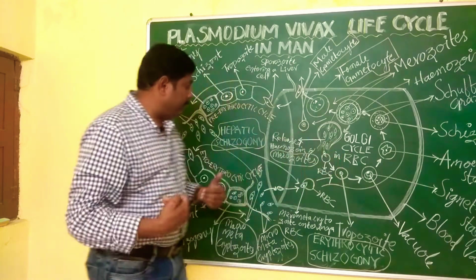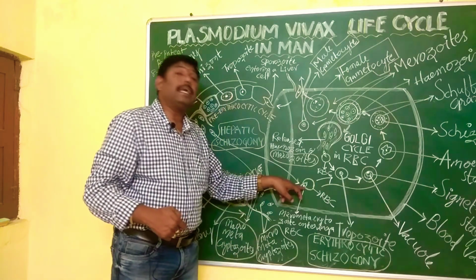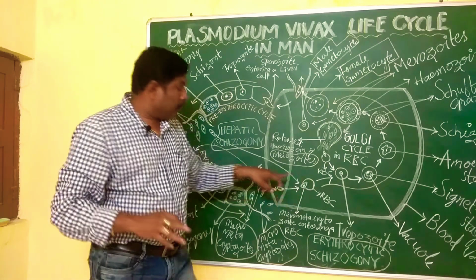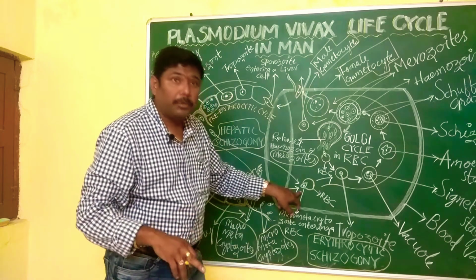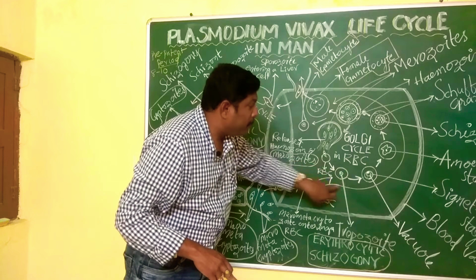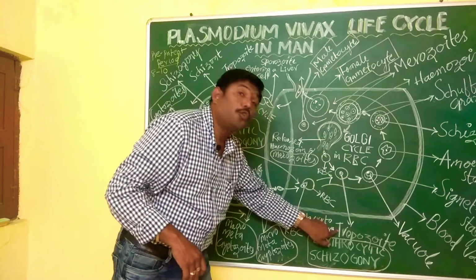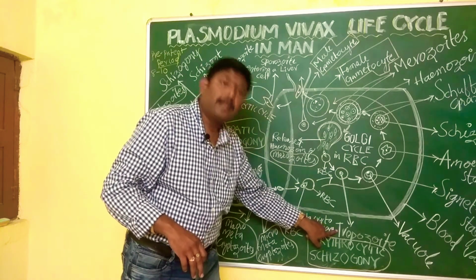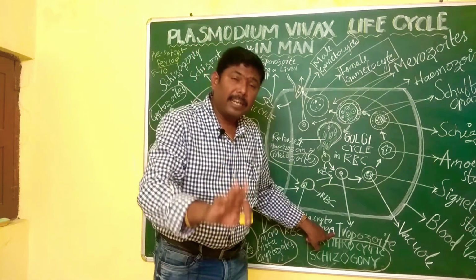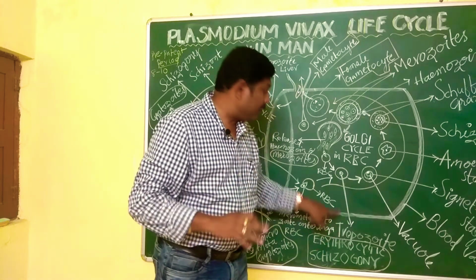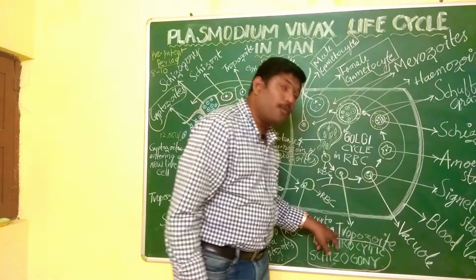And now we think that the micro-metacryptozoite is entering into the RBC. The moment when the micro-metacryptozoite enters into the RBC, it assumes spherical shape. And that stage is called as trophozoite. Actually, the trophozoite stage means feeding stage. But it doesn't feed that much on the substance which is present in the RBC. But we call this stage as trophozoite.